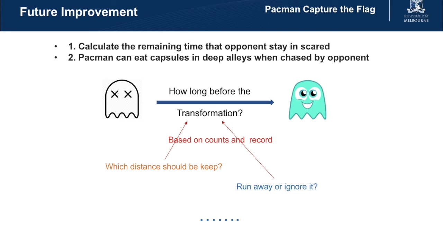Moreover, Pacman should calculate the remaining time that the opponents are scared and record if scared ghosts were eaten by Pacman. In this way, they can avoid being eaten at the moment opponent ghosts recover.